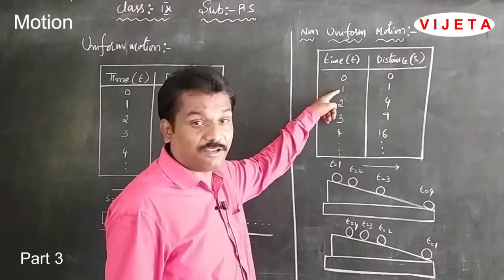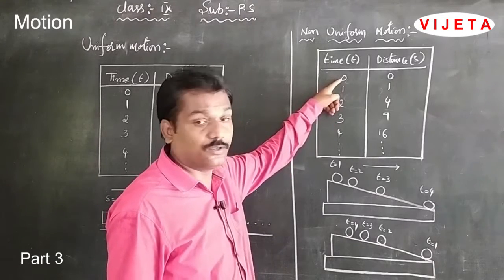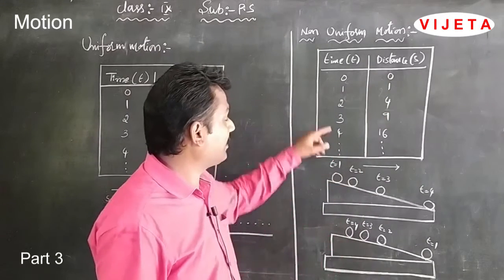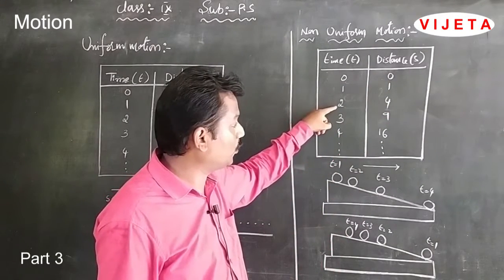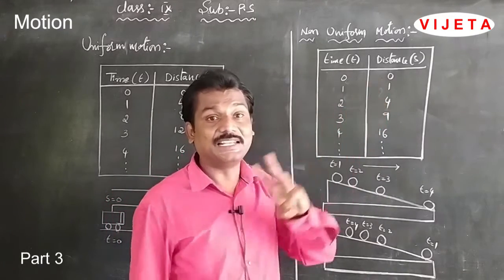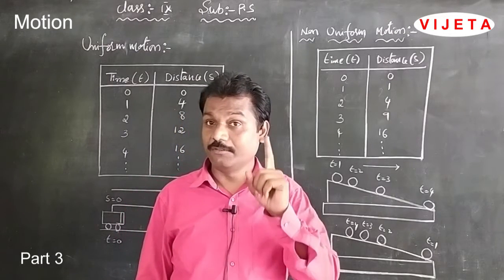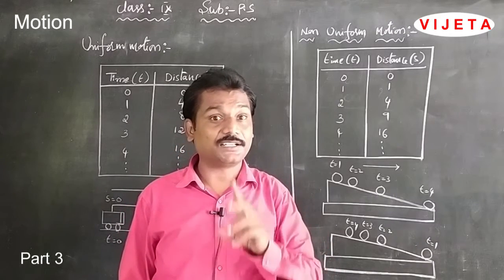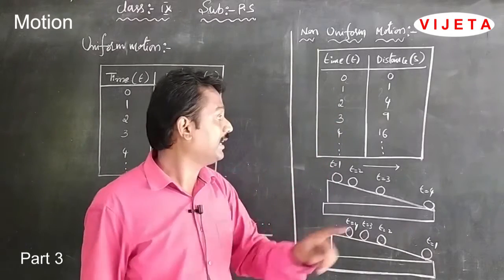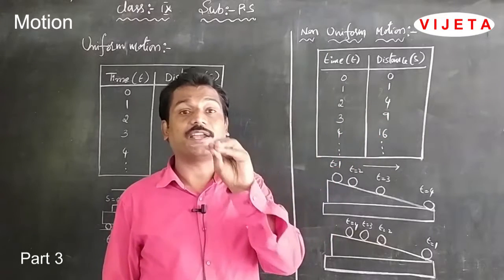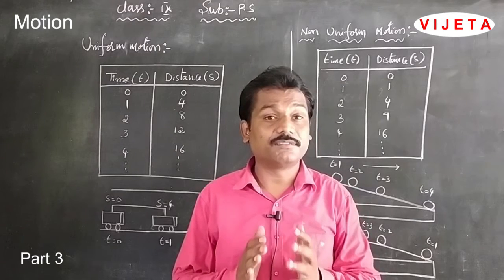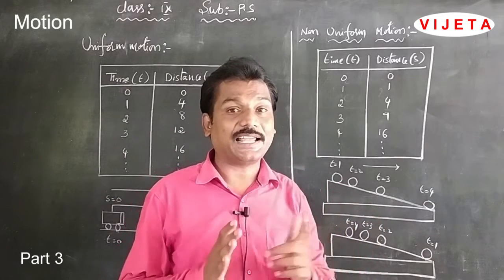After completion of 1 second, that means 1 minus 0, 1 second, it covers 1 minus 0, 1 meter. After completion of 2 seconds, that means the gap 2 minus 1, 1 second, it covers 4 minus 1, 3 meters. In the first second it covered 1 meter, in the second it covered 3 meters. Coming to the third second, 3 minus 2 is 1 second and 9 minus 4, 5 meters. Observe here the body does not cover equal distances, though the time gap is equal.